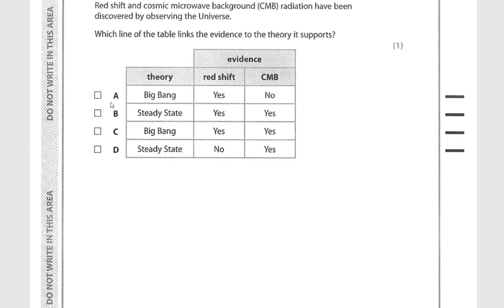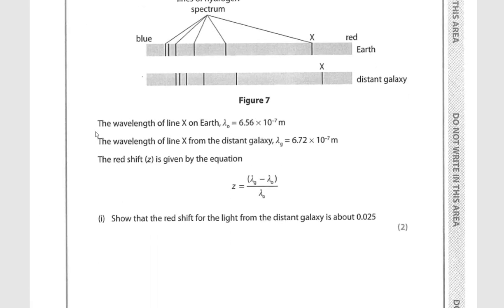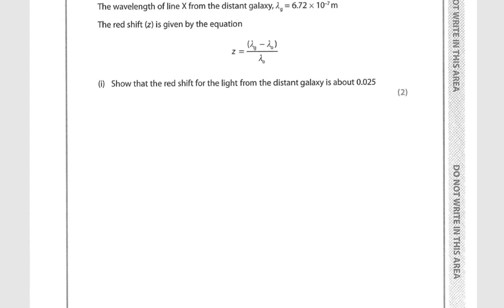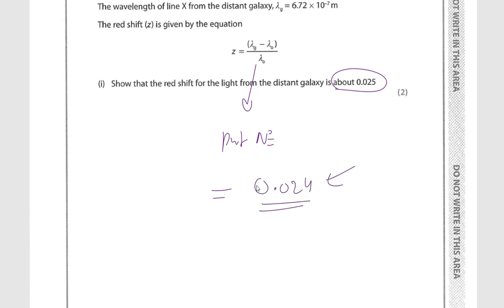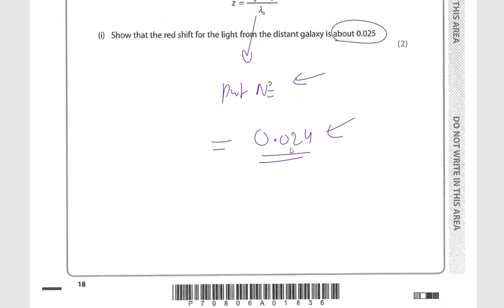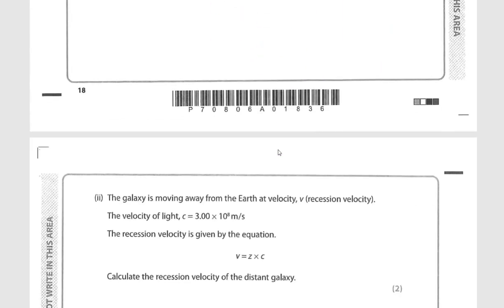Skip this one, this one was fine. This one was all good. This one, Big Bang. Everyone knows Big Bang. Now this one was also nice and easy. Now you need to show it is about this. So what you do is you put numbers in, and then you get the answer, which needs to be about 0.024. So you get the mark to show that it is about, not exactly.